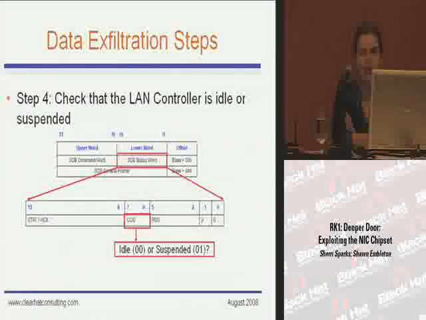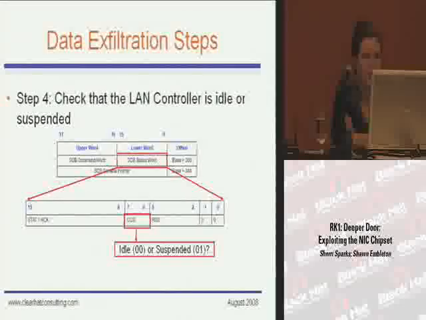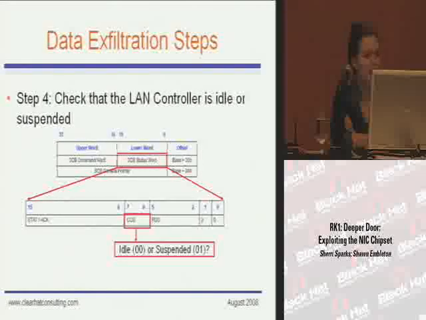Now that our data structures are all set up, we need to check that the LAN controller is either idle or suspended. We don't want to interfere with any activity that's occurring at the moment on the LAN controller. So we check the SCB status word, and in the status word is a field called the command unit status. So basically, we're just checking this command unit status field to see if we have a value for idle or suspended.